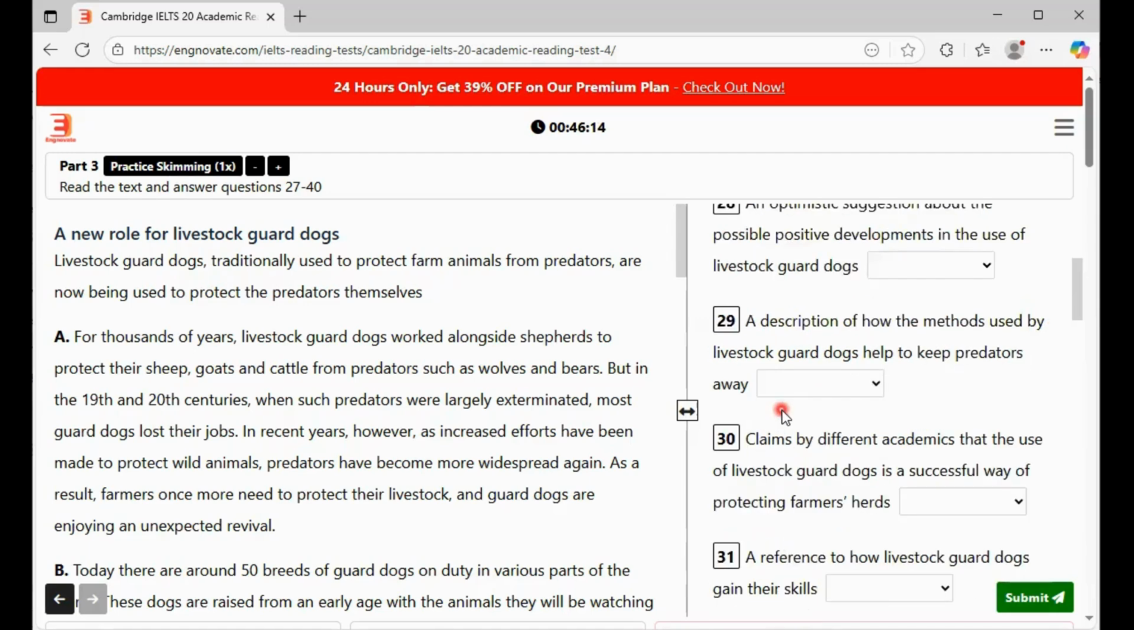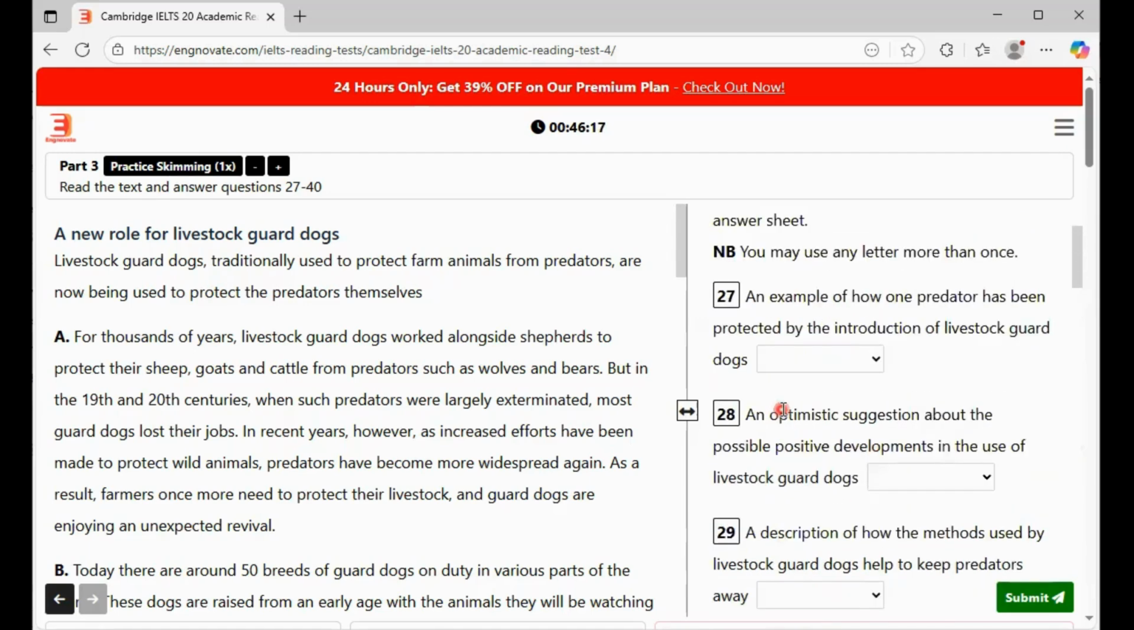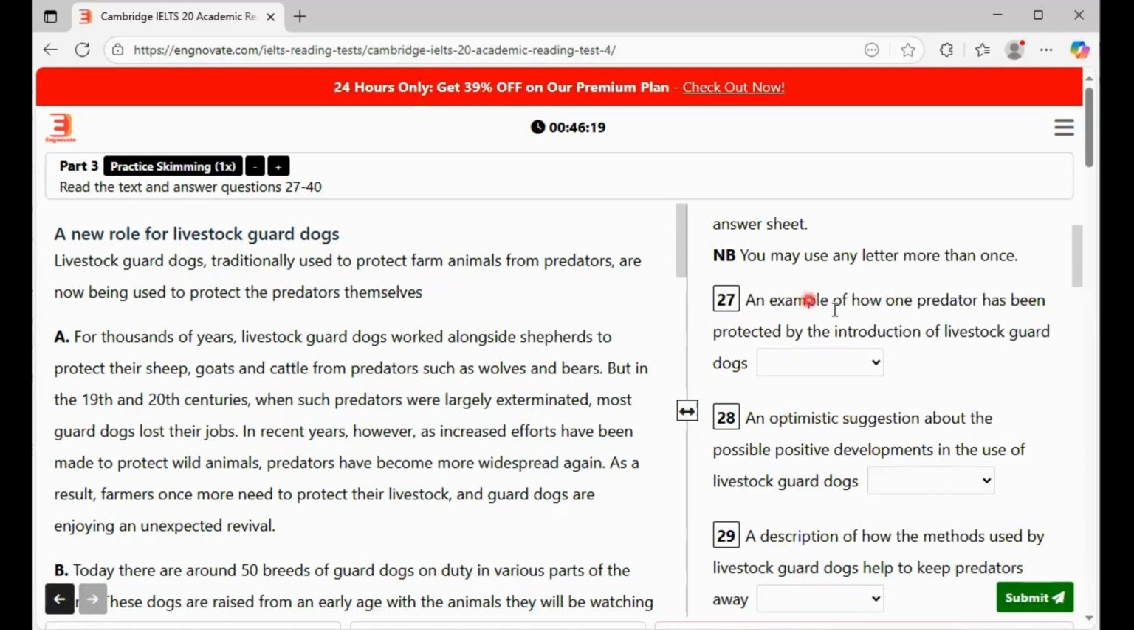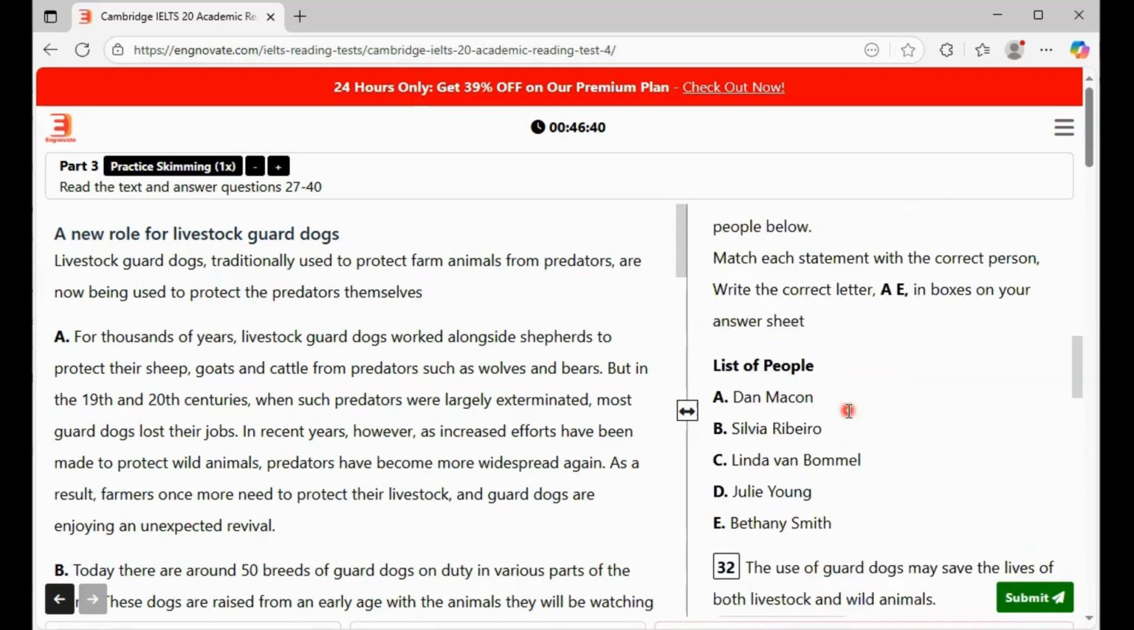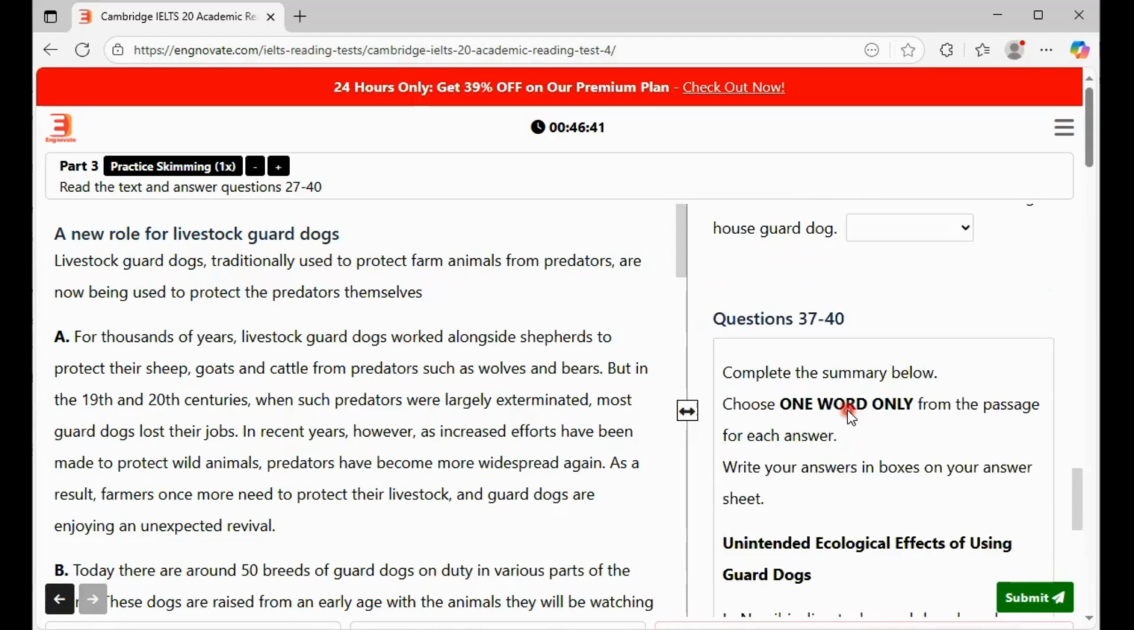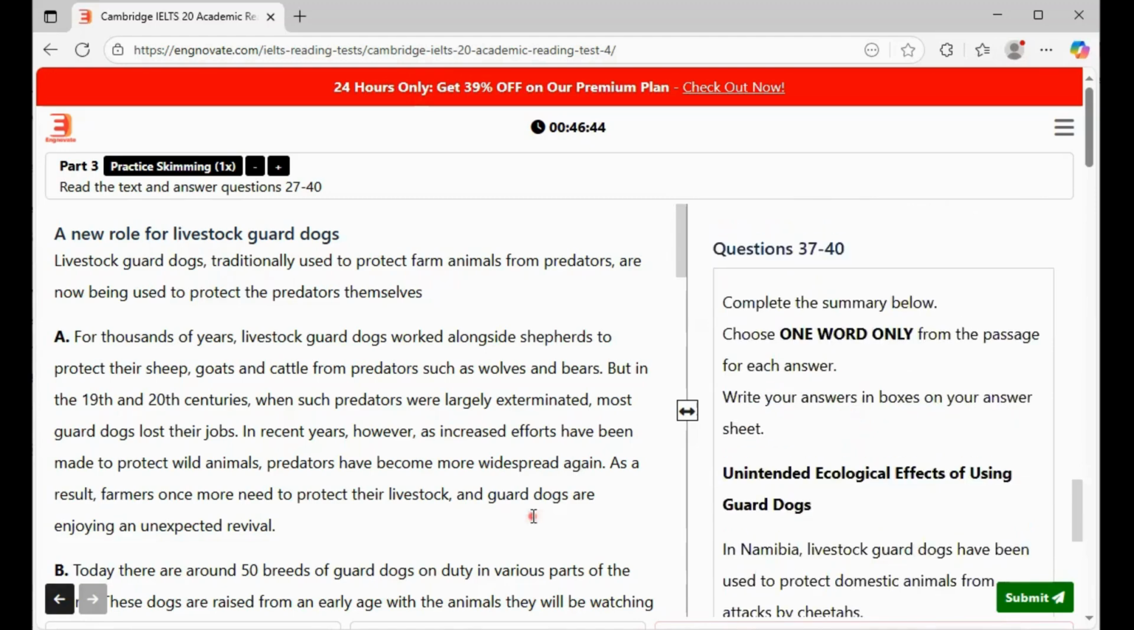Okay. Is there anything we can match? No. 27 cannot be matched to it. Optimistic suggestion about the possible positive developments in the use of livestock. This is a general thing I'm saying here. I can't match anything to this paragraph A. They didn't mention any name. Namibia is not there. So let's go to paragraph B.